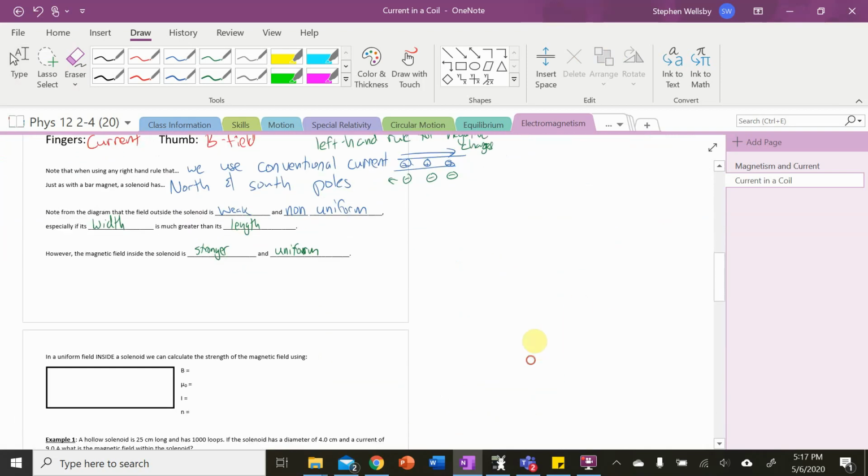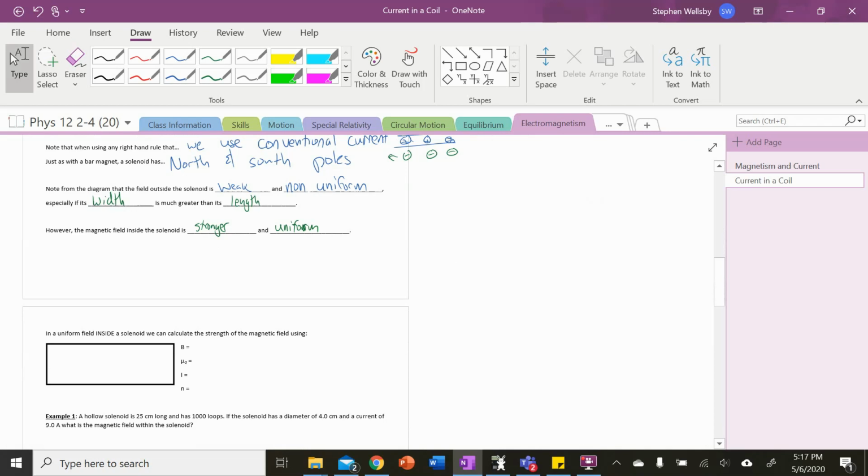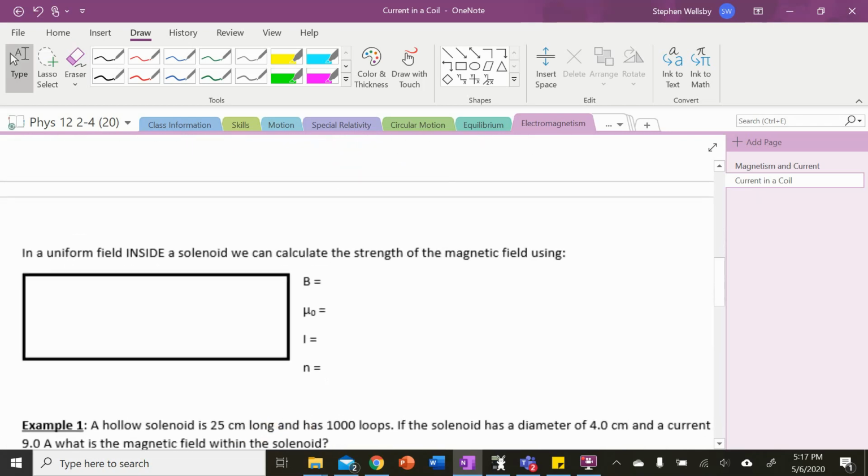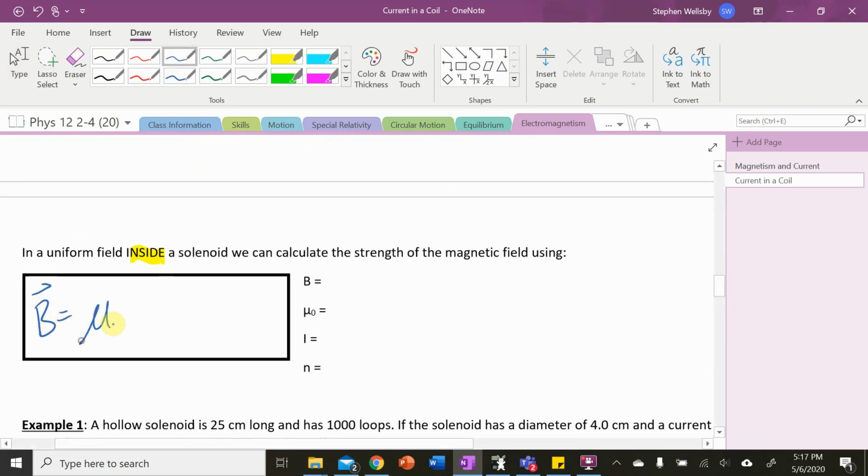Okay, so we do have a formula for determining the magnetic field strength, but that formula only applies inside the solenoid. And that formula is as follows. B, the magnetic field, equals mu naught times I times N. So this is the magnetic field. Obviously, we've seen this before.